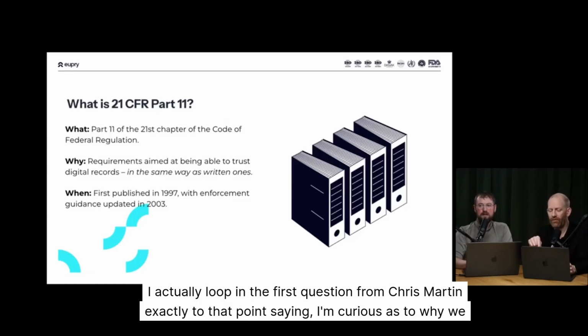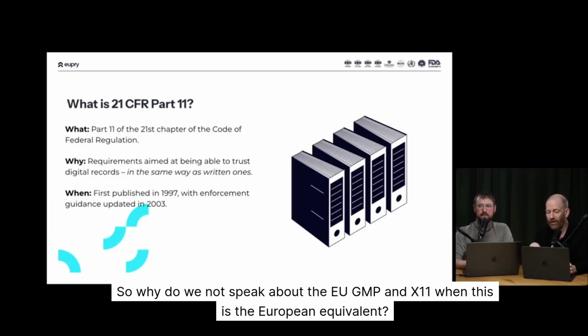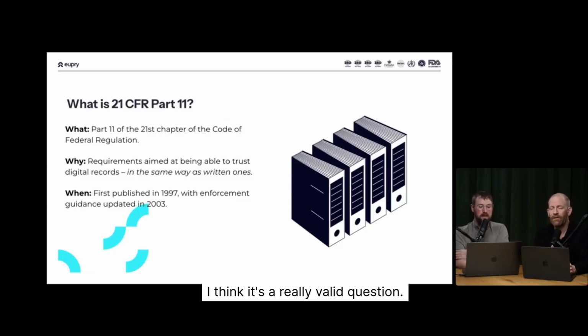I'll loop in the first question from Chris Martin exactly to that point. He says, I'm curious as to why we always talk about 21 CFR Part 11, which is the regulatory requirements in the US, hence of course the FDA. So why do we not speak about the EU GMP Annex 11, when this is the European equivalent? I think it's a really valid question. You always have great questions, Chris, so thank you for that.